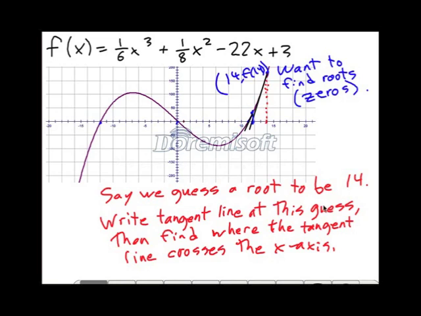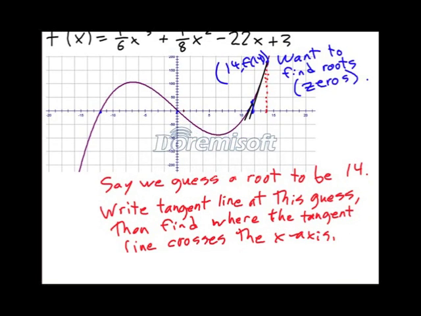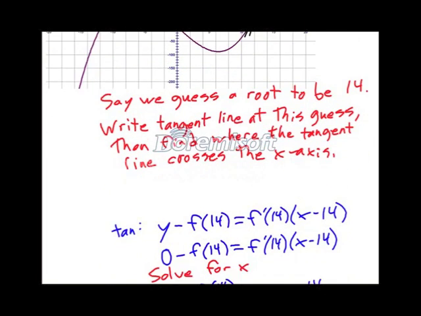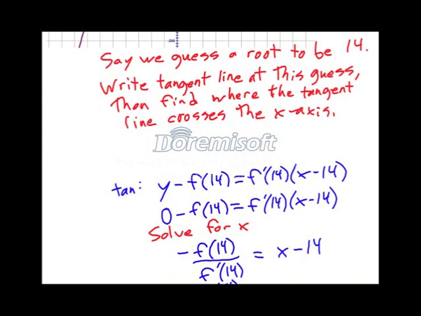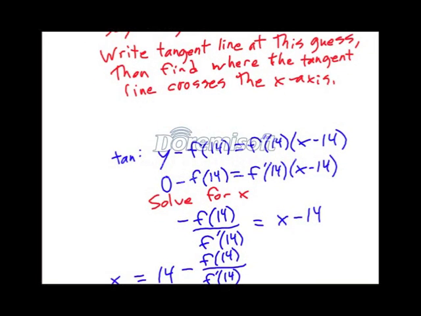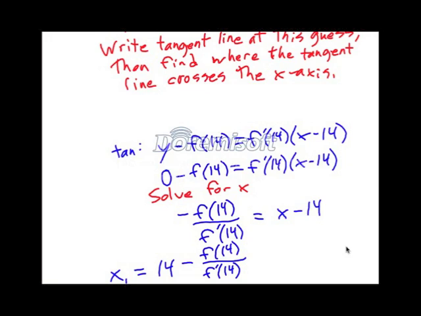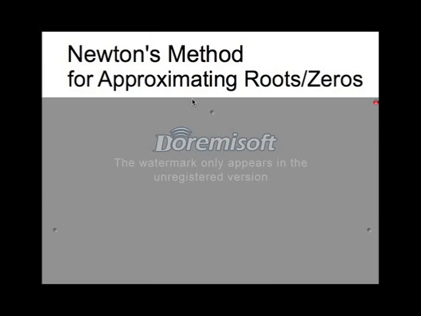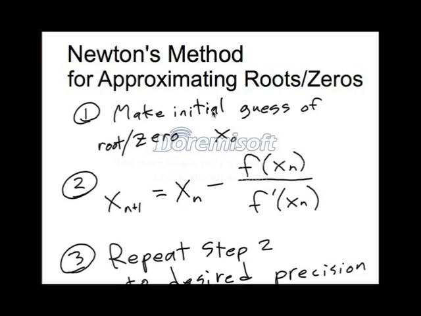So saying we're going to guess 14, we want to write the tangent line to the guess. And actually, Newton's formula that we'll come up with does this shortcut. But I do want to remind you, it is all about tangent lines. There's our standard idea of writing the equation of a tangent line here. We're interested in solving this for x because we want to know where it crosses the x-axis, and then we get this formula in general.